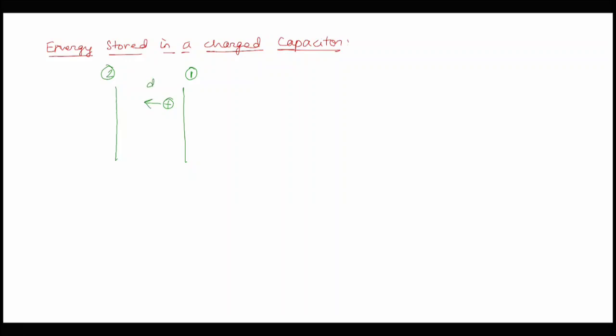If this charge dq is transferred from one plate to the other, against the electric field E, which is in this direction, I can write that the work done is equal to V, the value of potential, into dq. Where V can be written as Q by C, so this is equal to Q by C dq. This work done will give us the value of energy stored, W, which is equal to Q square by 2C.